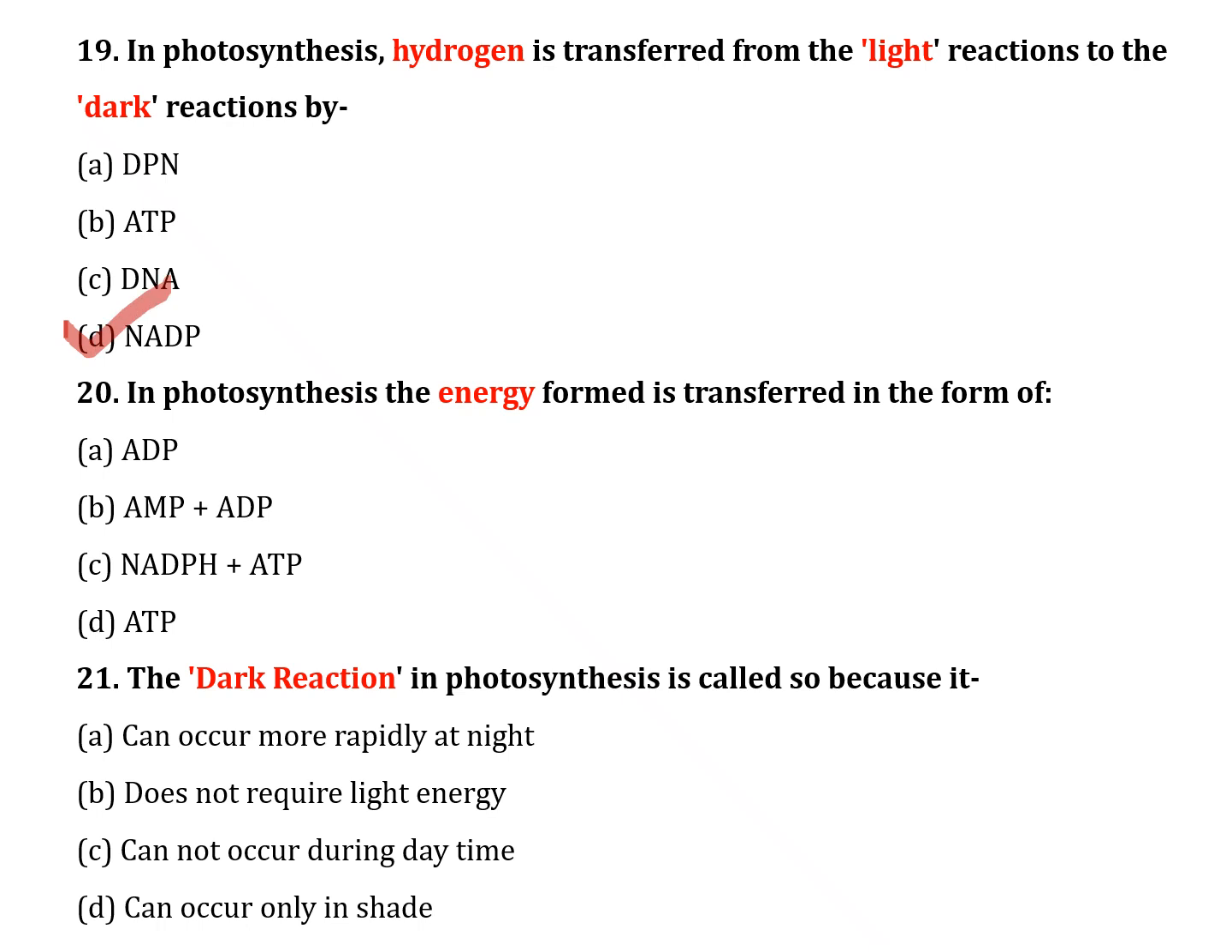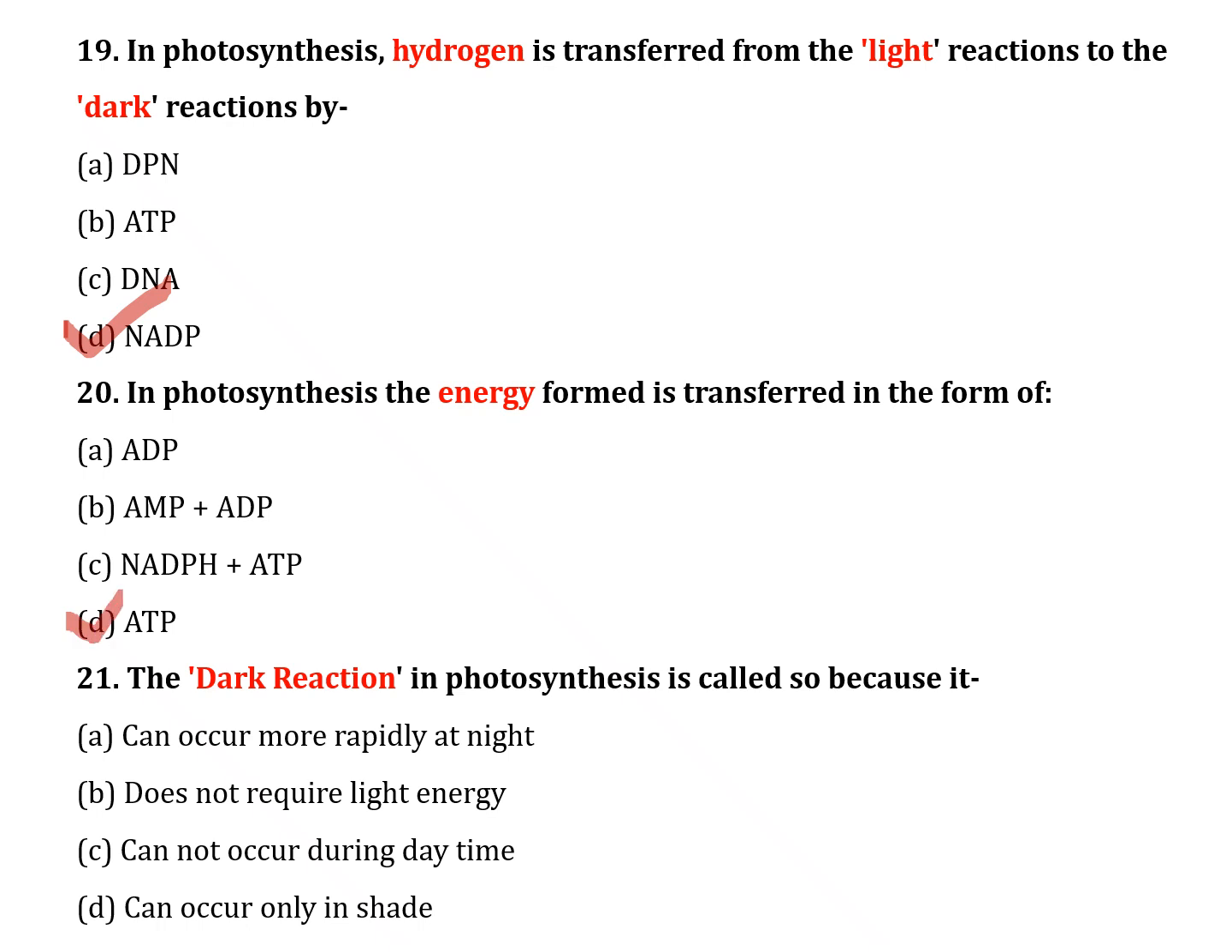The next question, number 20. In photosynthesis, the energy formed is transferred in the form of option A, ADP, option B, AMP plus ADP, option C, NADP plus ATP, option D, ATP. The correct answer is option D, ATP.